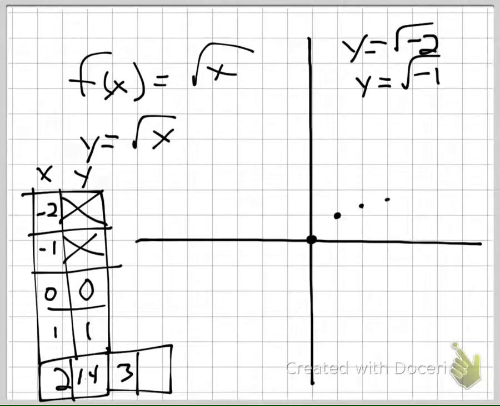1.7. Okay, so that's a little above. What about 4? Is 2. Okay. What about 5? 2.2, right? Okay, so look here.